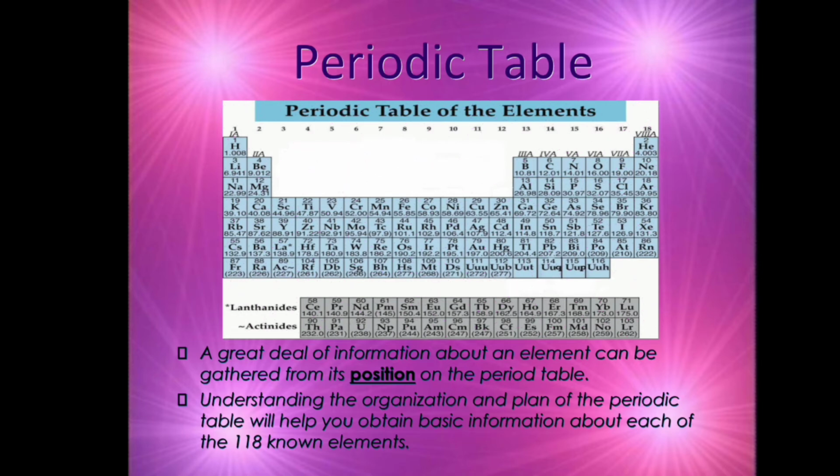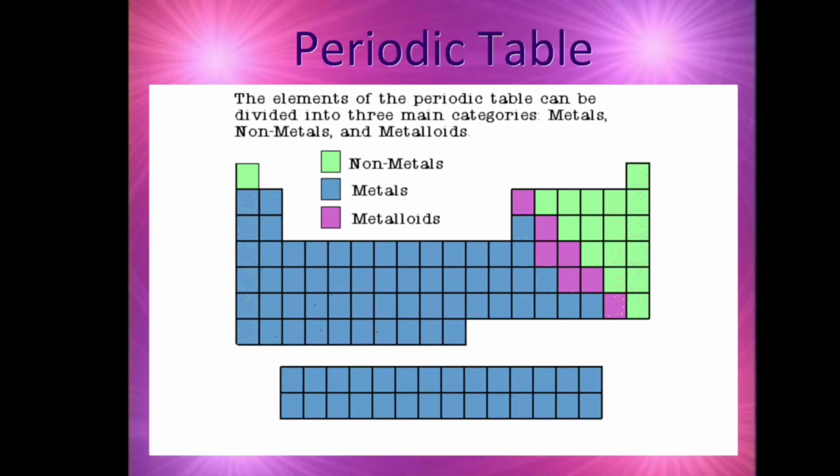A great deal of information about any element can be gathered from its position on the periodic table. Understanding the organization and plan of the periodic table will help you to obtain basic information about each of the 118 known elements. The elements of the periodic table can be divided into three main categories, that is metals, non-metals and metalloids.